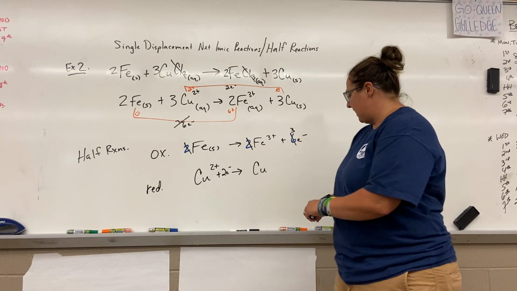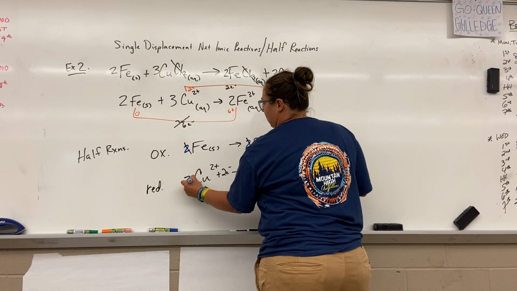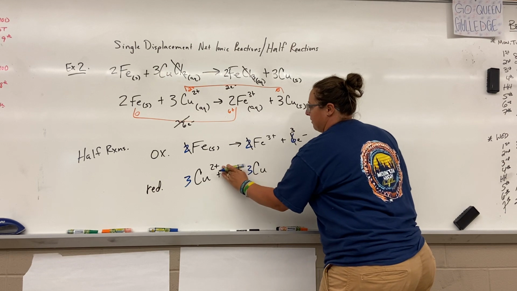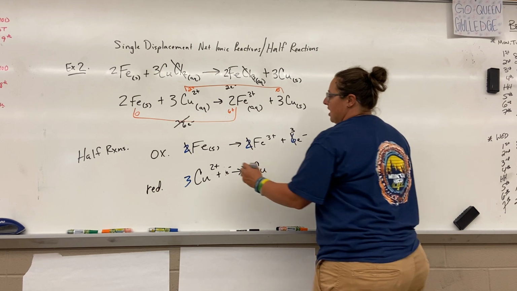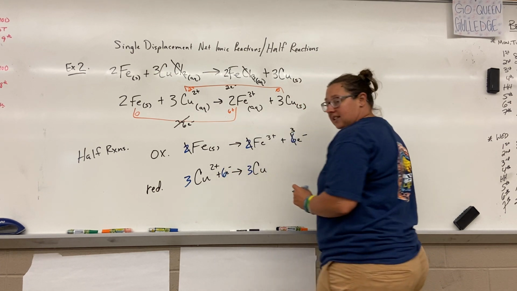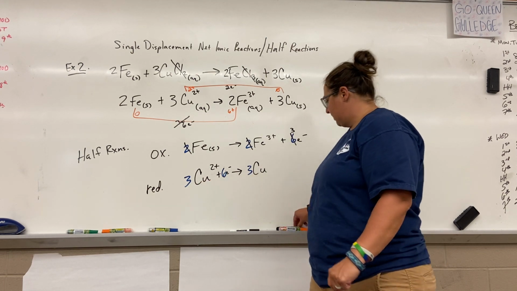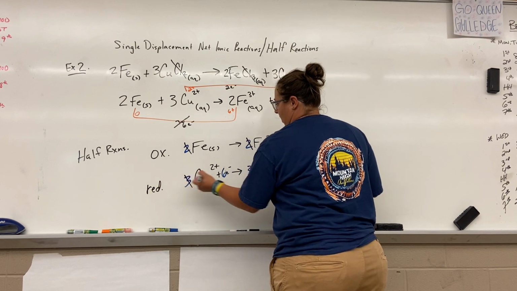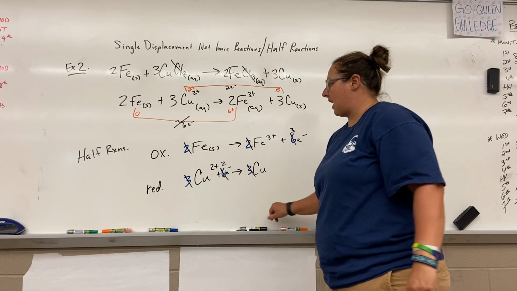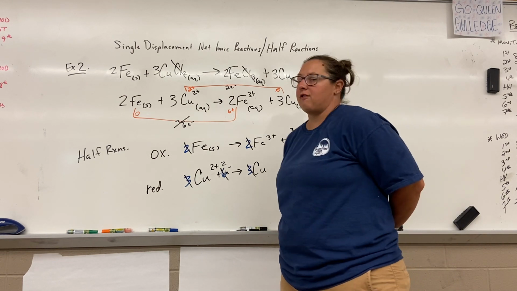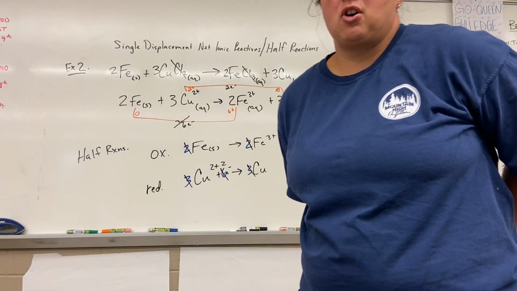Same idea down here. My copper 2 plus, let's bring down the 3 with it. So it will not be changing by 2 electrons, it will be reduced by 6 electrons. So you see how this right here also reduces to 1, 2, and 1. And so that is why it is okay to leave out those coefficients when you're writing down the half reactions. So I hope this is helpful. Let me know if you have any questions.